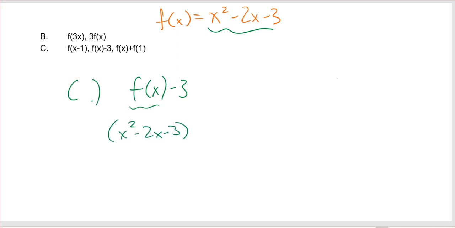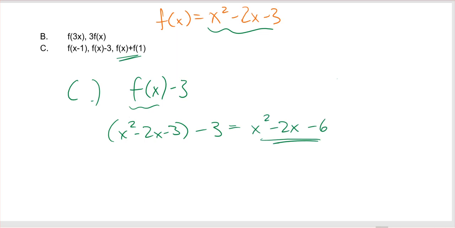That's just f of x, and we want to do minus 3. Okay, well, we've got the function minus 3. So really, these are the only like terms here, so we're just going to combine those. So we got x squared minus 2x, and then minus 3 minus 3, so we got minus 6. There we go. And that was easy, or relatively easy, I suppose.